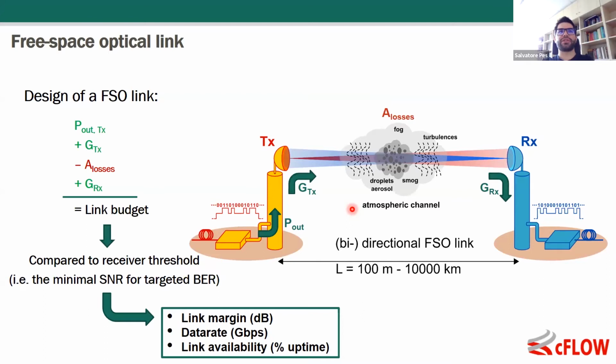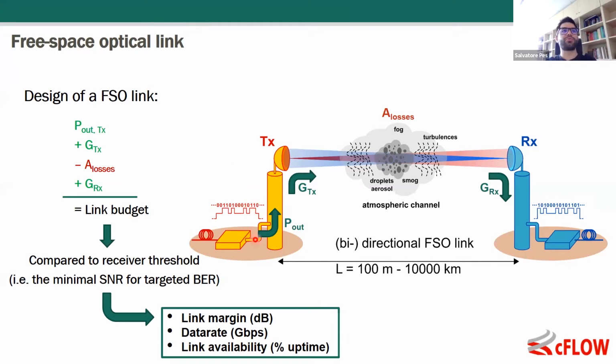But in reality, this free space optical link is not in vacuum. The data are transferred across the atmosphere, so we have losses. One way to benchmark the free space optical link performance is to carry out what we call a link budget analysis.